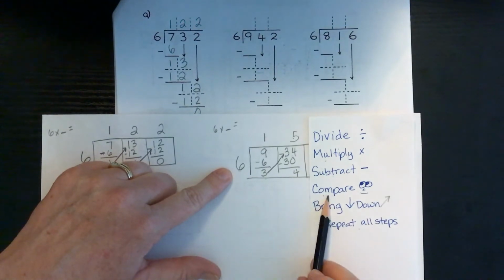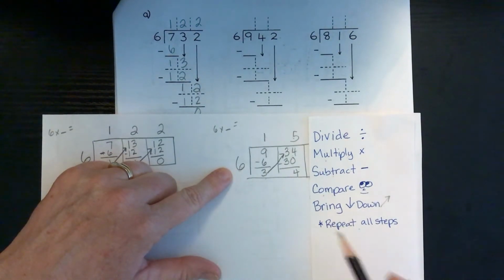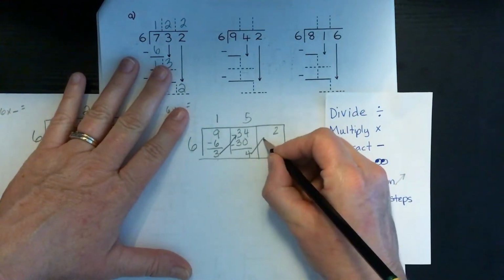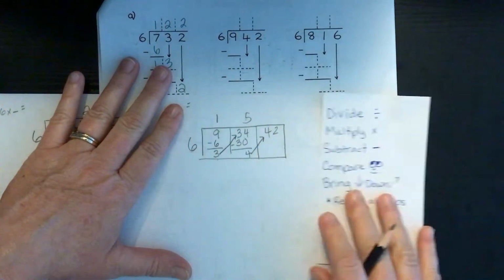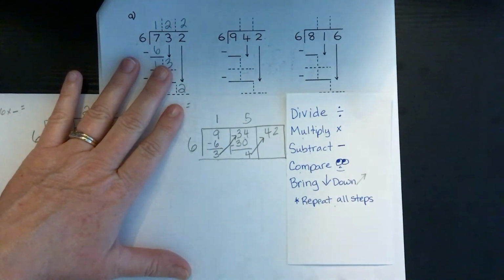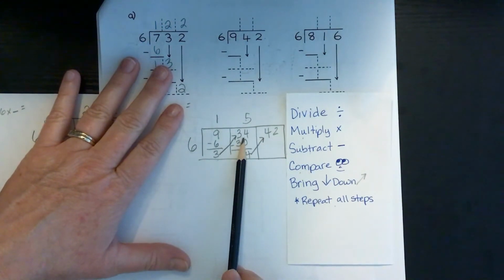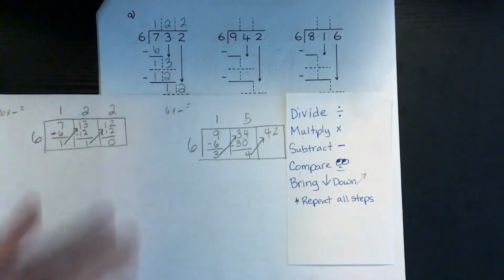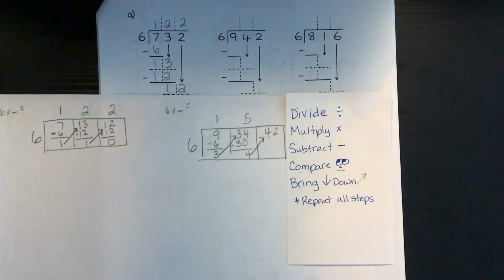So now I'm going to compare. Well, it's still less than my divisor, so I'm doing okay. So I'm going to now unbundle it. Now I have a 42. Well, the last time I had a 34, and the answer was 5, so I know my answer is going to be bigger than 5 over here. So skip count by your 6s, figure out how many 6s are in 42, and write it down.